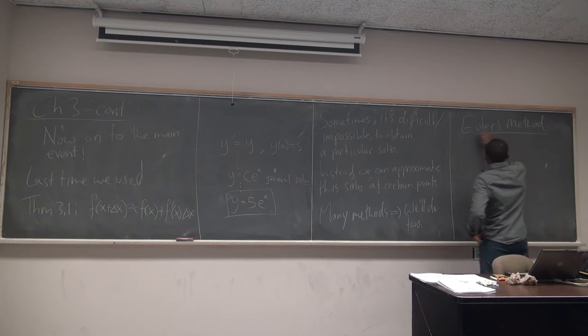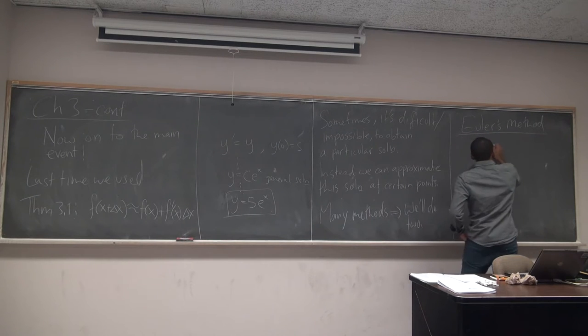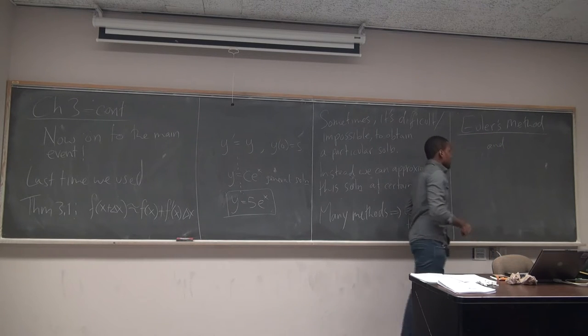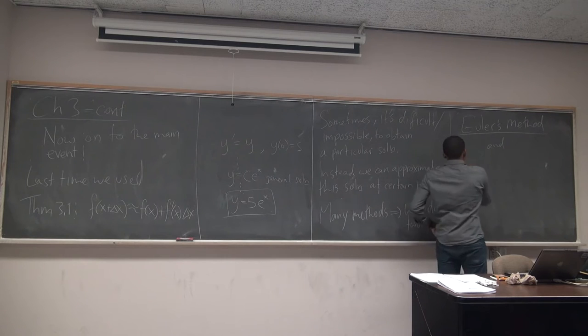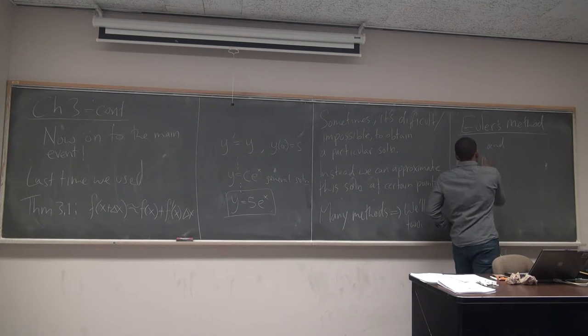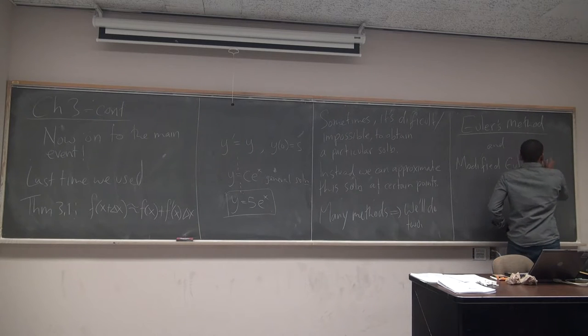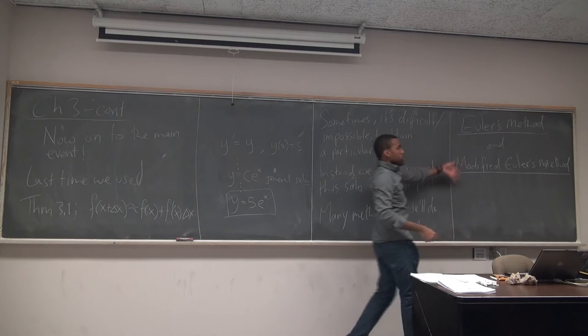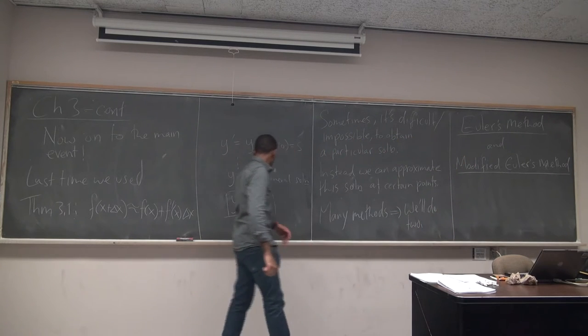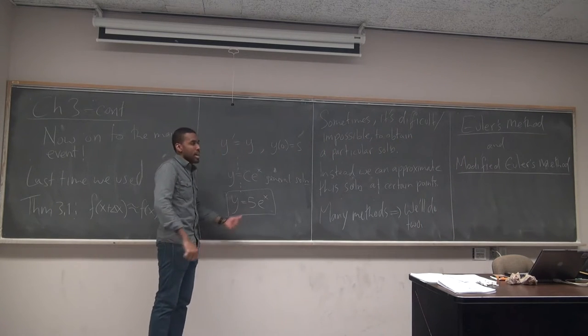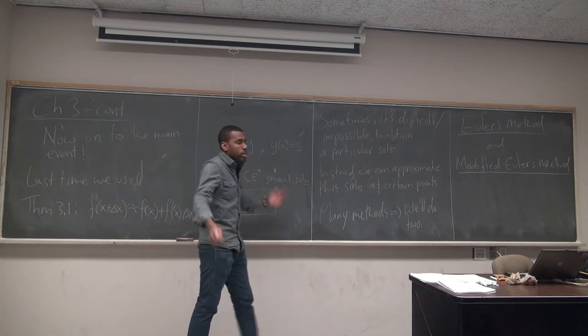Is one approximation method we use. And the other one is just this guy on steroids, which we call modified Euler's method. So in chapter three, it ends with these two techniques, which are going to allow us to approximate answers to our differential equation when we don't know what the answer actually is.